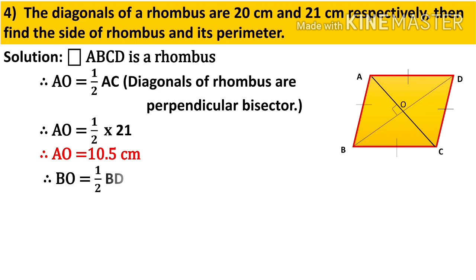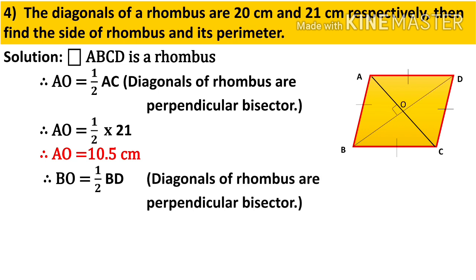Same way BO is the half of BD. Diagonals of a rhombus are perpendicular bisector. Substitute the value of BD 20, because we have the two diagonals. One is 20, one is 21. So 2 1s are 2, 2 10s are 20. Therefore, the value of BO is 10 centimeter. Now we got the value of AO is 10.5, BO is 10 centimeter.